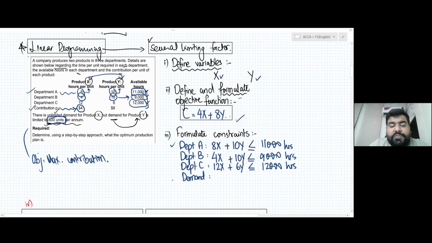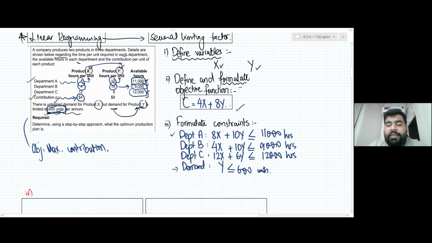And there is also another constraint. There is another limit, the demand limit for y. For y, you can only sell, basically you can only produce, 600 units. So I will write here y is less than or equal to 600 units. It means y can't be made more than 600 because you don't have a sales demand of more than 600 units. You can sell 600 or less.